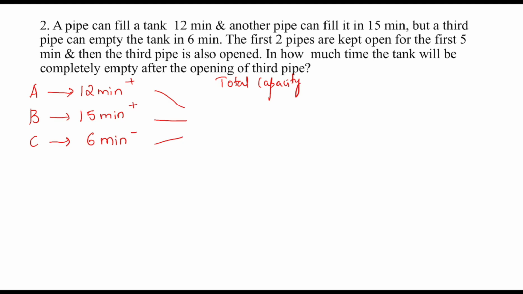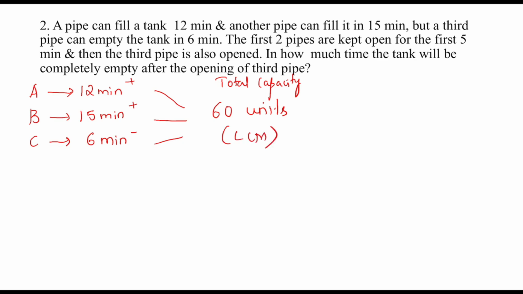Okay, the LCM of these three. So what is the LCM of 12, 15 and 6? So 15 is the greater number. So see the multiples of 15. 15 ones are 15. It is not divisible by 12 or 6. Next, 15 twos are 30. 30 is divisible by 6 but not by 12. Next, 15 threes are 45. 45 is not divisible by 12 or 6. Now 15 fours are 60. Yes, 60 is divisible by 12 and 6. So therefore 60 is the LCM. So 60 units is the total capacity of the tank. Okay, this is the LCM.